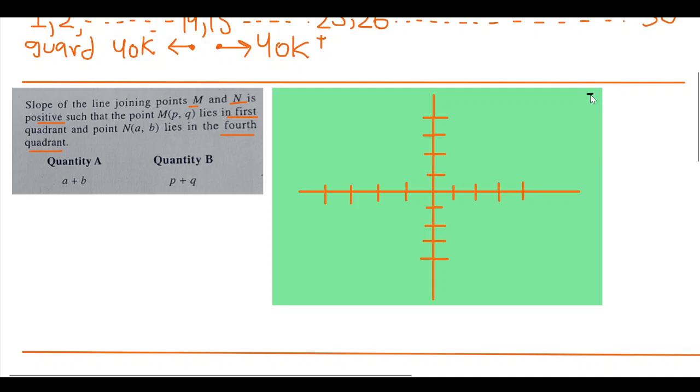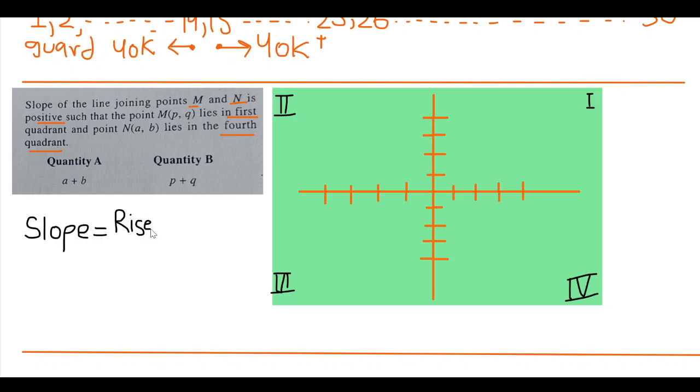I know that this is the first quadrant, this is the second quadrant, this is going to be the third quadrant, and this is going to be the fourth quadrant, right? Let's try to break it apart. The slope of the line through points M and N is positive. What do I mean by that? In order to understand what slope really is, let's start with its basic form. It is the ratio of the rise over the run. The rise over the run.